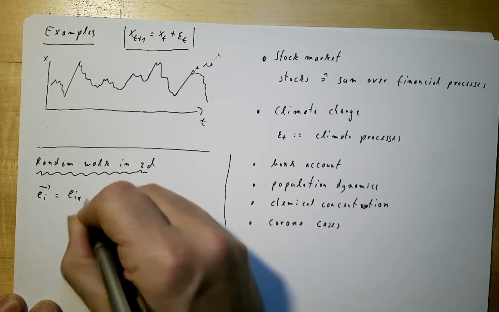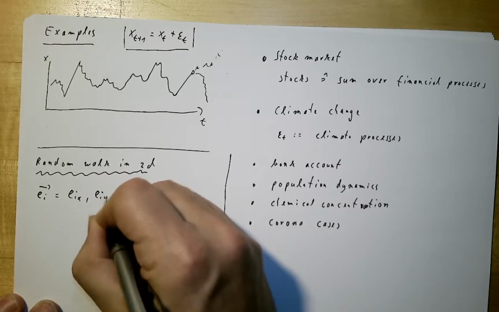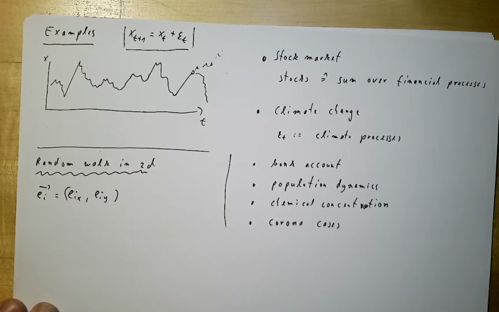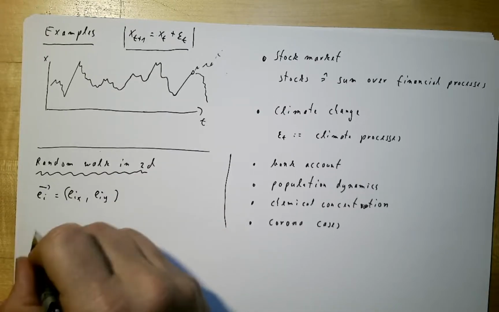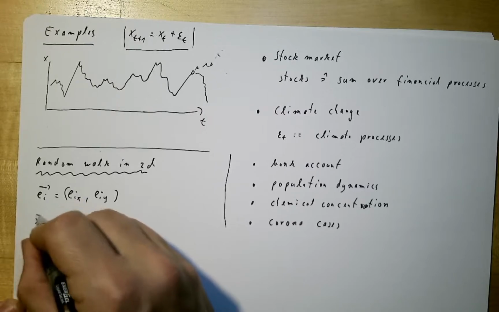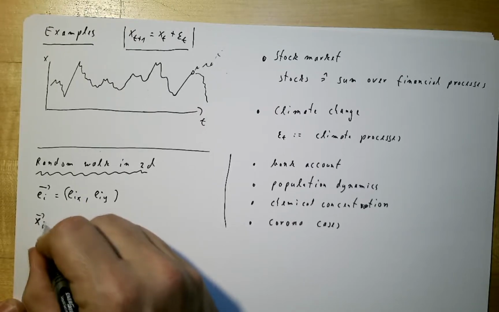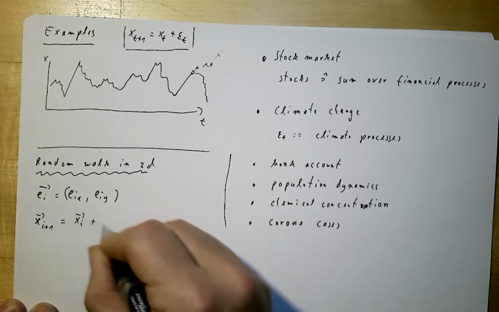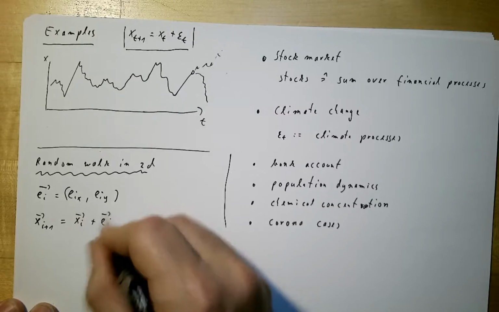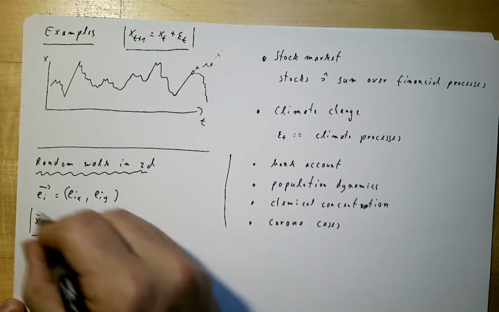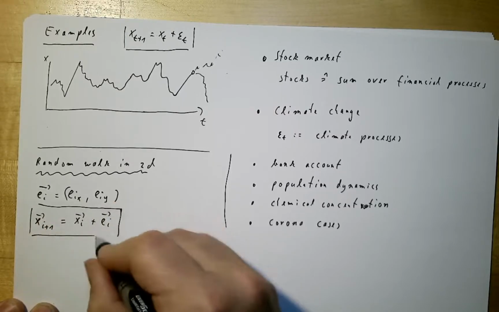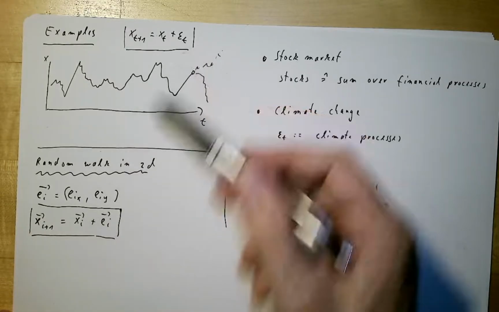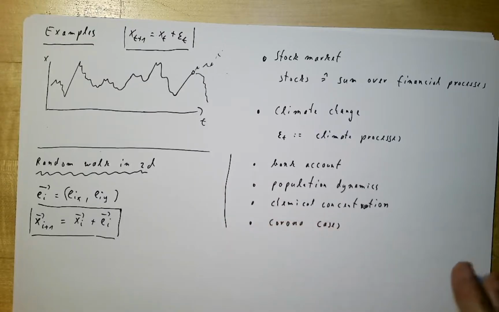So there we have an x component and a y component. So we have a vector of the increments, and then we write down the same, and then our state is a vector. And then we say the state at the next time point is the state before plus the increment. Now we have a vector sum. Yeah, so everything transforms straightforwardly from the 1D random walk to a 2D random walk.